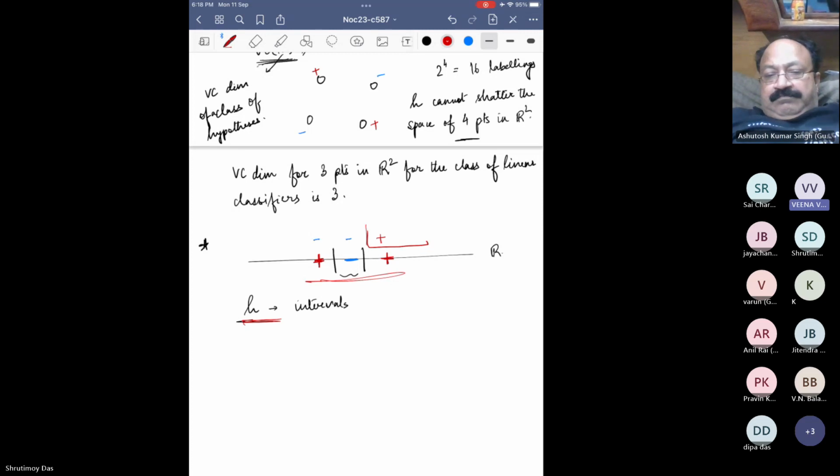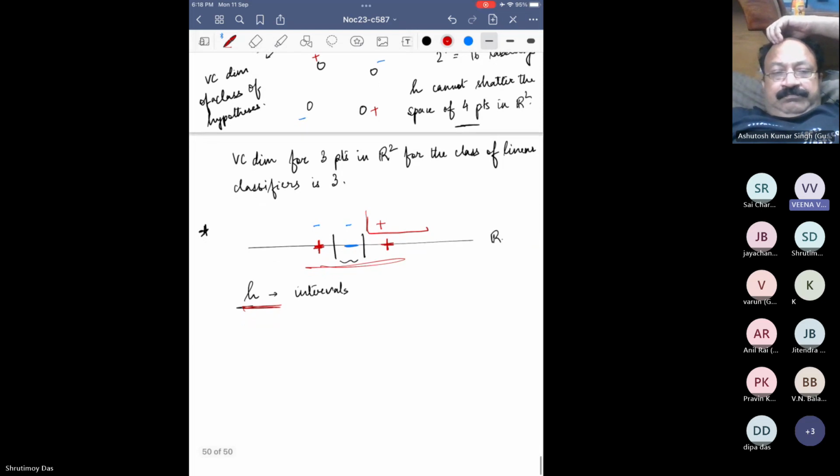Sir, what is the VC dimension for this real line interval which you wrote here? That interval problem.